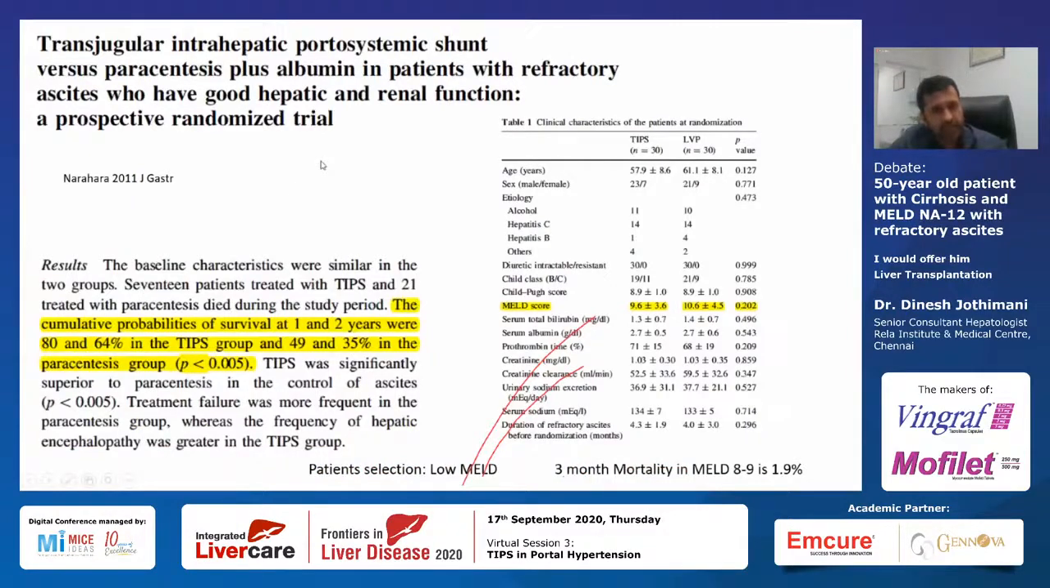Now, let's look at patients with low MELD. See what this study shows. So they compared TIPS and large volume paracentesis for refractory ascites. Yes, the cumulative probability of survival at 1 and 2 years is excellent. It's 80 and 64% with TIPS compared to large volume paracentesis. But look at the patient selection. They chose patients with a median MELD of 9.6 for TIPS. In a patient with MELD of 8 to 9, the 3-month mortality is only 1.9%. I would be happy to manage this patient with diuretics and strict salt restriction and carry on, rather than subjecting them to TIPS and getting them into hepatic encephalopathy.